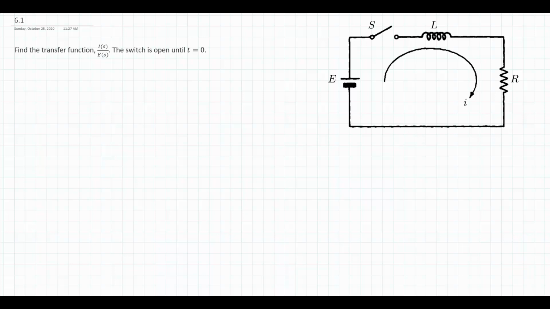In this simple circuit problem, we want to find the transfer function that is going to take us from our input, the source voltage, to our output being the current in our loop. So ultimately we want to find our G equals I over E.